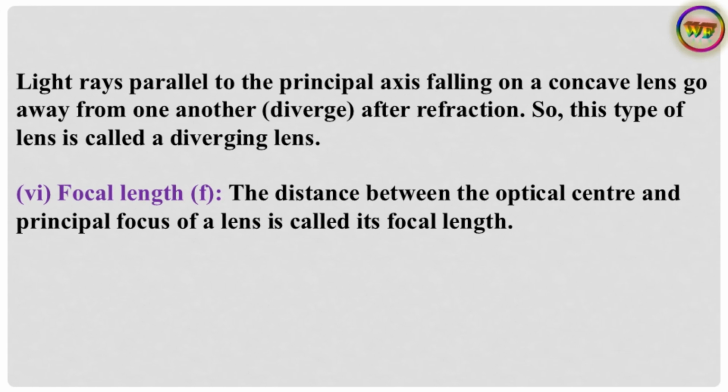Light rays parallel to the principal axis falling on a concave lens go away from one another, diverge, after refraction. So, this type of lens is called a diverging lens. Point 6. Focal length, f. The distance between the optical center and principal focus of a lens is called its focal length.